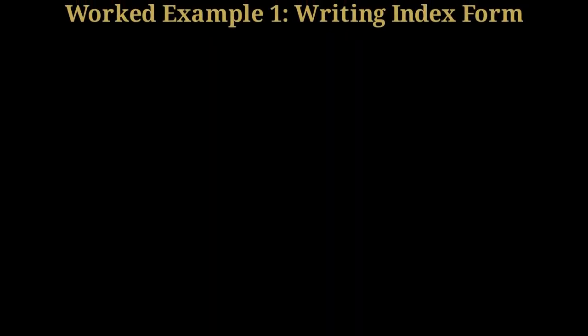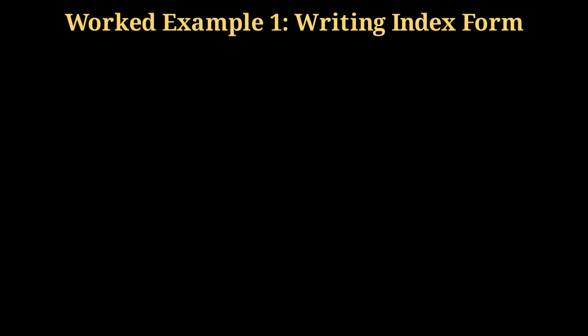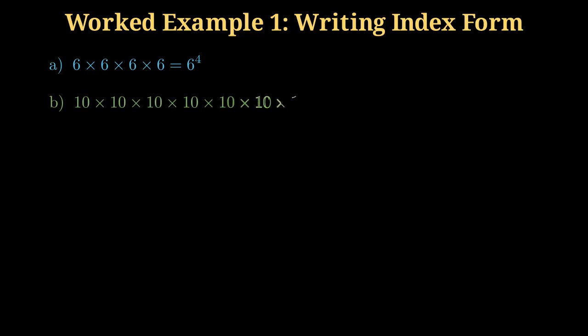Worked example 1, express each of the following in index form. The method never changes. Name the base, count the factors. A. 6 times 6 times 6 times 6. The base is 6. Count the 6s. 1, 2, 3, 4. 6 to the power 4. B. A long one, 10 multiplied by itself, again and again. Count carefully, 7 10s. So this is simply 10 to the power 7. See how much shorter that is?